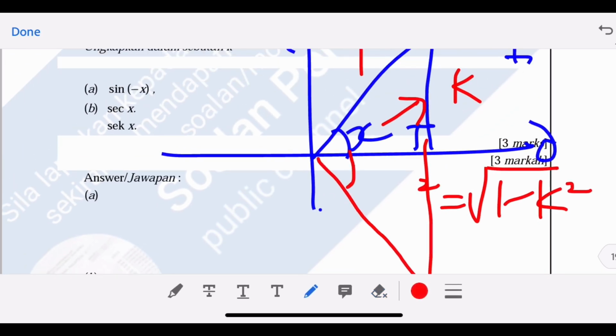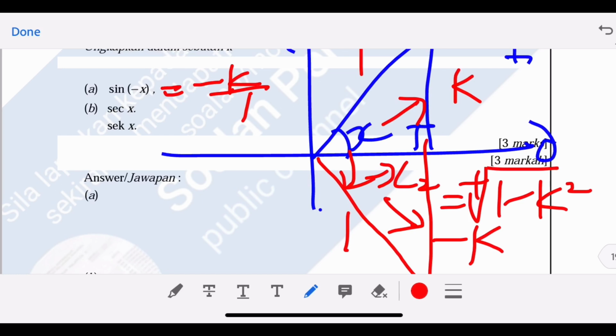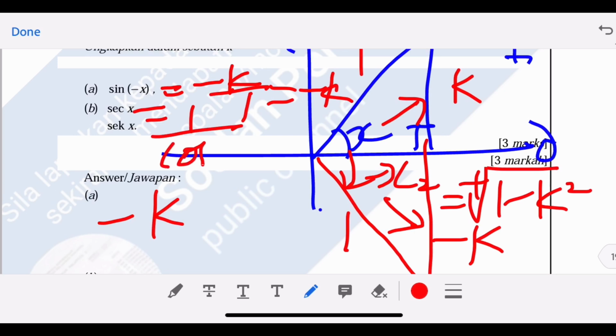Now the question is asking for sine negative x. Negative x is the angle in the opposite direction from x, in the fourth quadrant. So sine is negative, right? So you have to remember that sine negative x is negative k over 1. So it should be negative k because the length for the y is actually negative k, going down.